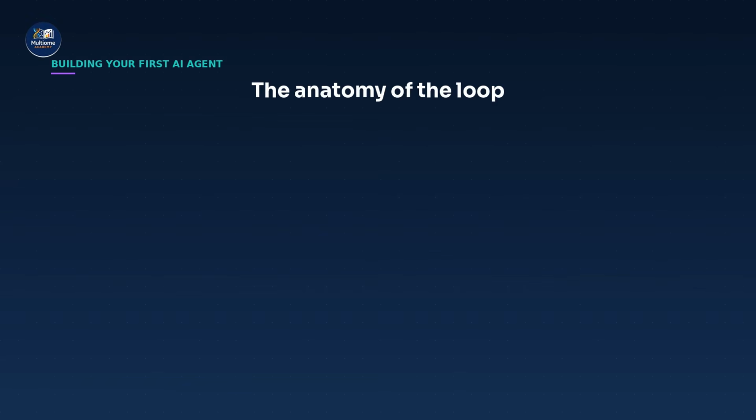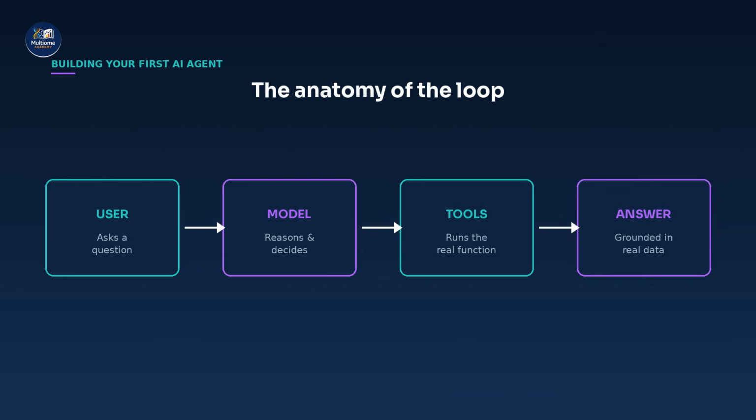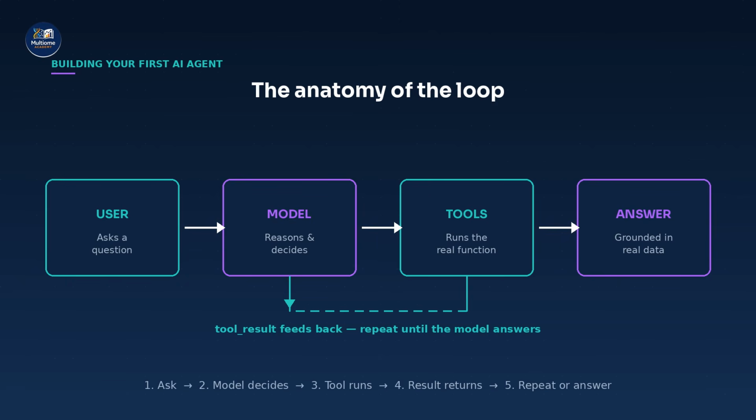Here is the flow every agent framework in existence is a dressed-up version of. Send the user's question to the model, along with descriptions of the available tools. The model responds, either with an answer or by saying, I want to call this tool with these arguments. If it requested a tool, your code runs the real function and sends the result back. The model reads that result and either answers or requests another tool call. You repeat this until the model produces a final answer, or you hit a safety limit.